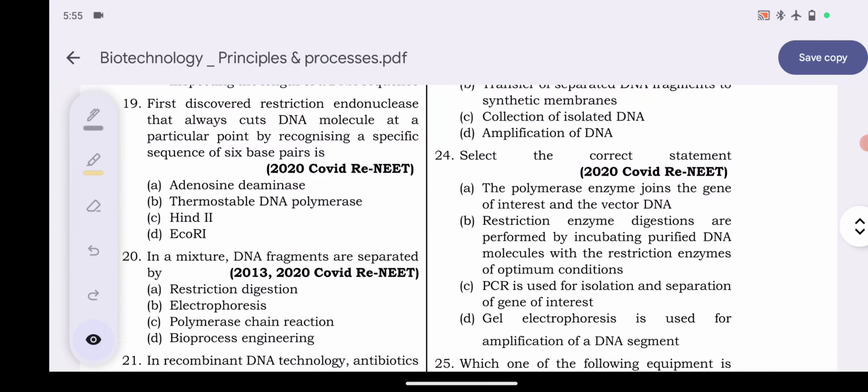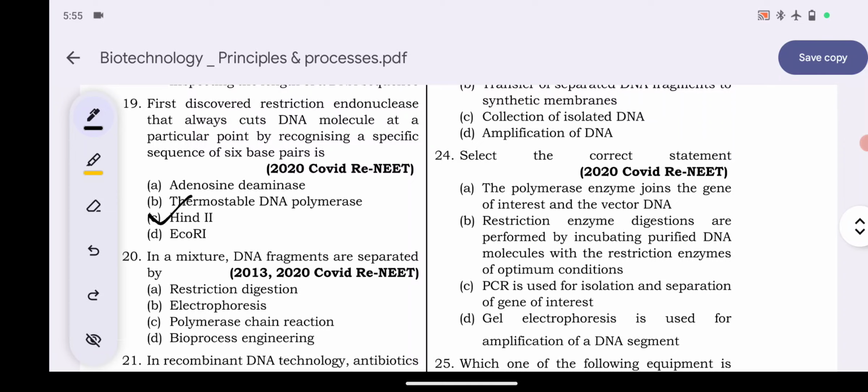Question number 19. The first discovered restriction endonuclease that always cut the DNA molecule at a particular point by recognizing a specific sequence of 6 base pairs is: option A, adenosine deaminase; option B, thermostable DNA polymerase; option C, HindII; and option D, EcoRI. So here the answer is option C, HindII.